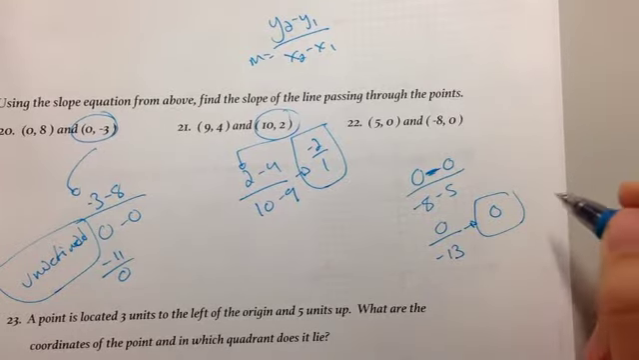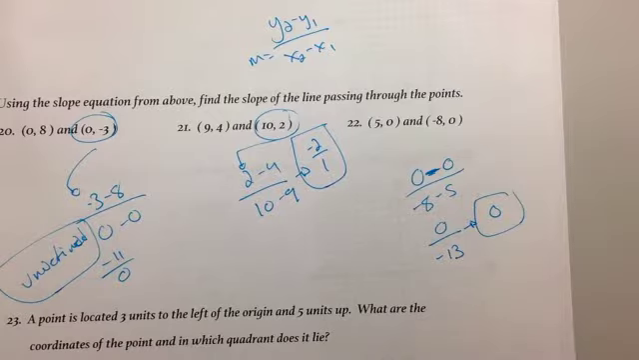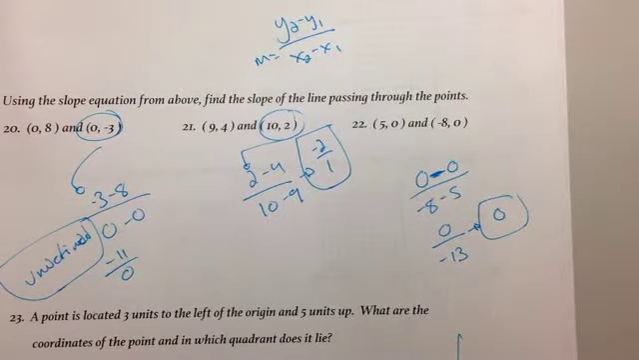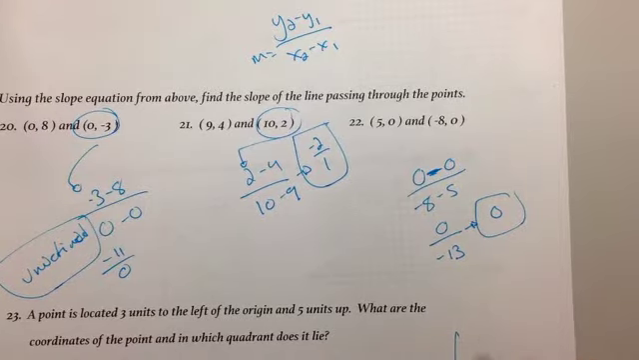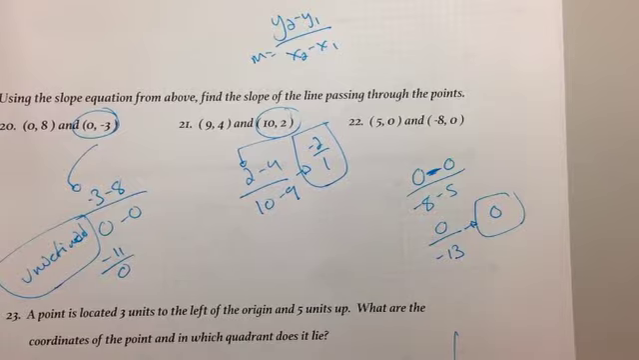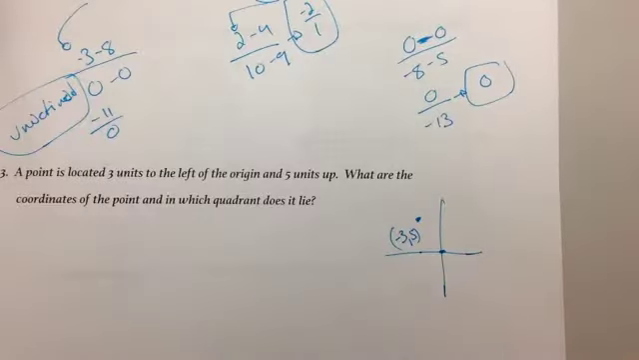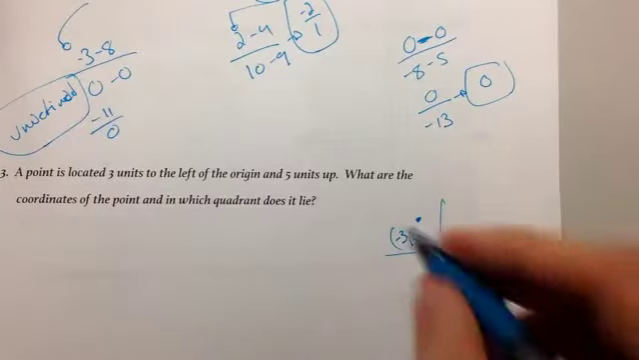All right. A point is located 3 units to the left of the origin and 5 units up. What are the coordinates of this point, and which quadrant does it lie in? So here's the origin. It's in the middle. 3 units to the left, 5 units up. There are the coordinates of the point, negative 3, 5. And they want to know which quadrant, 2.